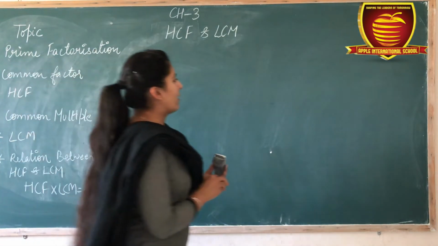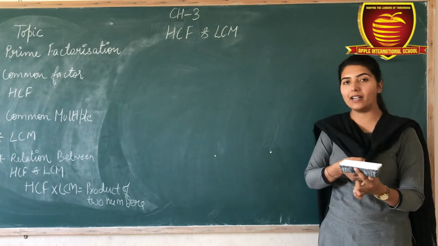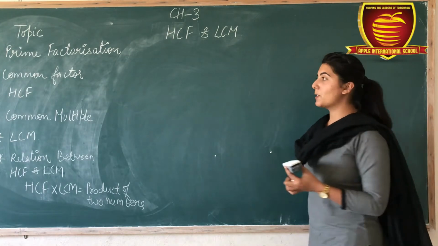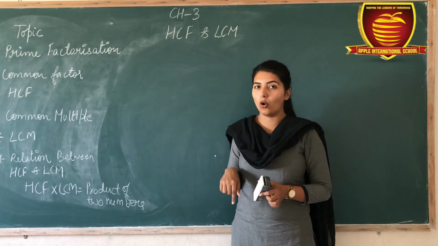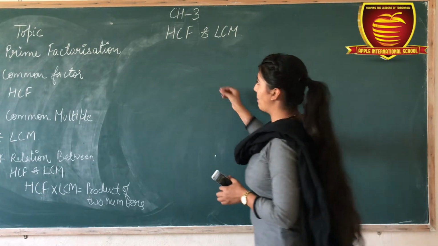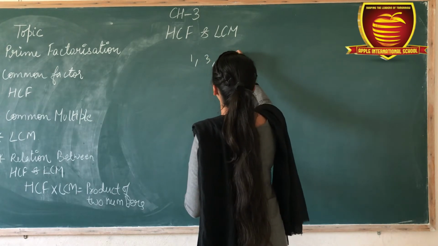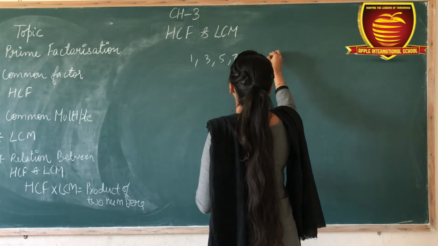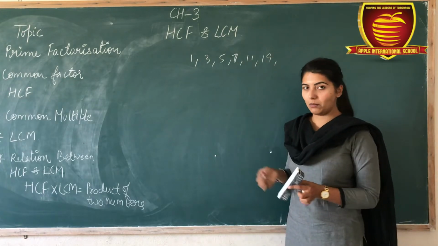In prime factorization, we have already done prime numbers. What are prime numbers? Prime numbers are the numbers that are divisible only by 1 and themselves. For example, 2, 3, 5, 7, 11, 19. These are all prime numbers.